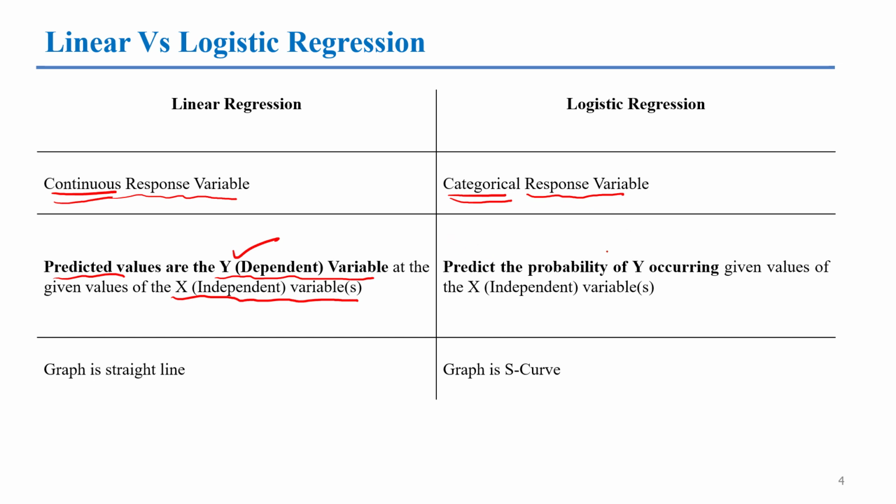Whereas in logistic regression, while using those independent variables, we are not predicting the actual values of the dependent variable, but we are predicting the probability of that particular dependent variable, the y variable, occurring.